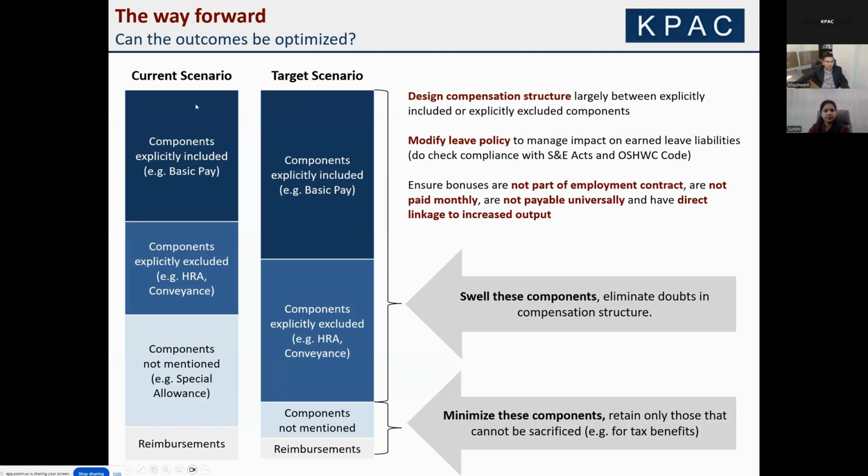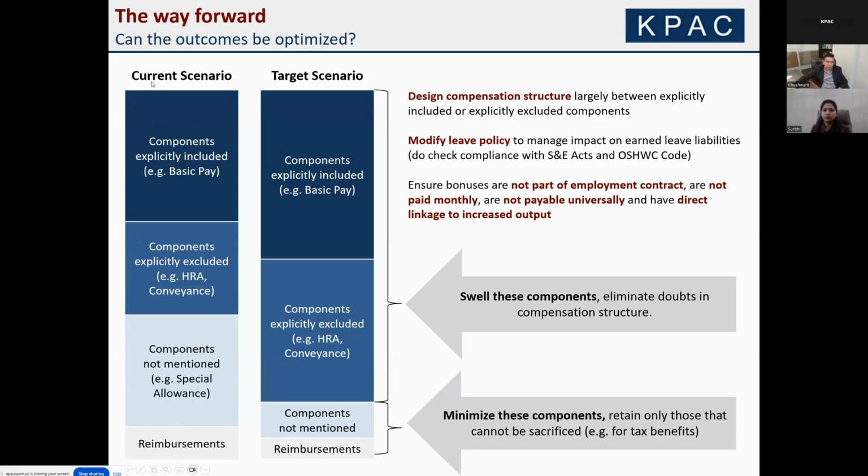Our current salary structures include components which are explicitly included. There are also components which are explicitly excluded, and there are many components which don't find any mention in the definition of wages, and then there are some reimbursements. In the new world, the components which are not mentioned, like special allowance, become a part of qualifying wage.